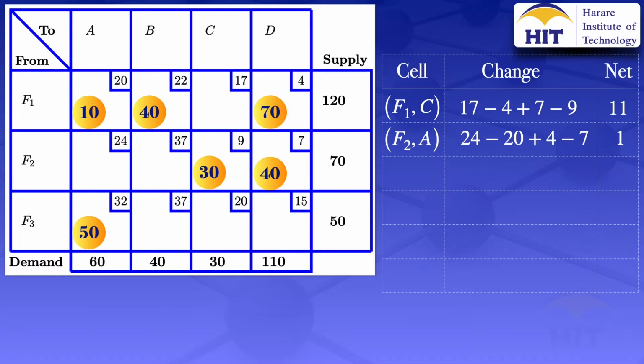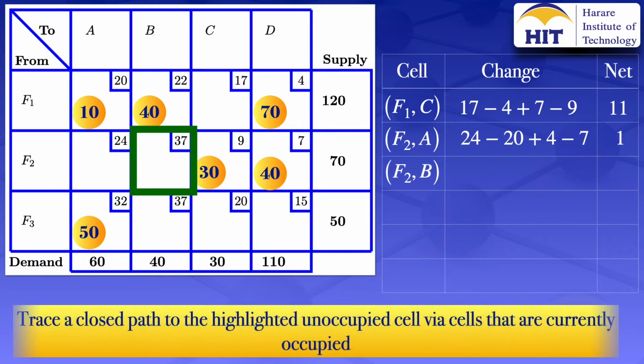I now move on to the next unoccupied cell. It's this cell here. And for this cell, we trace a closed path to the highlighted cell, the cell F2B, using cells that are currently occupied. So we add here, that's where we are starting. Move to an occupied cell, we subtract here. Move to another occupied cell, we add here. Move to another occupied cell, and then we subtract here, then back to the unoccupied cell.